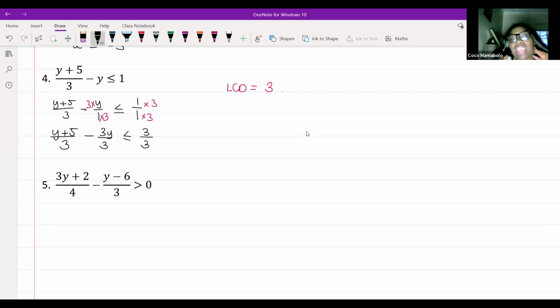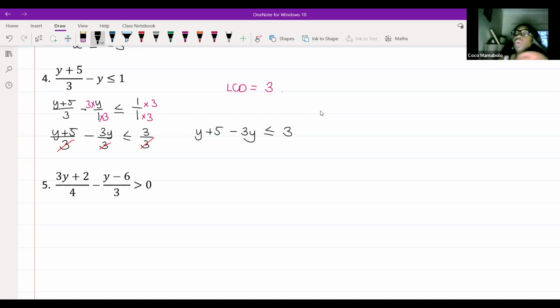Okay, so here's the nice thing about equations and inequalities, guys. As soon as I have the same denominator everywhere, I can just drop the denominators. So my inequality ends up being y plus 5 minus 3y is less than or equal to 3. And now we can solve for y. Okay, let's go ahead and do that, guys.